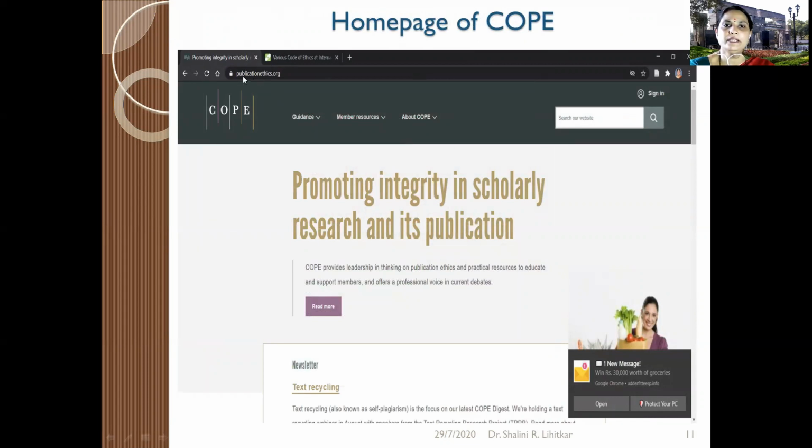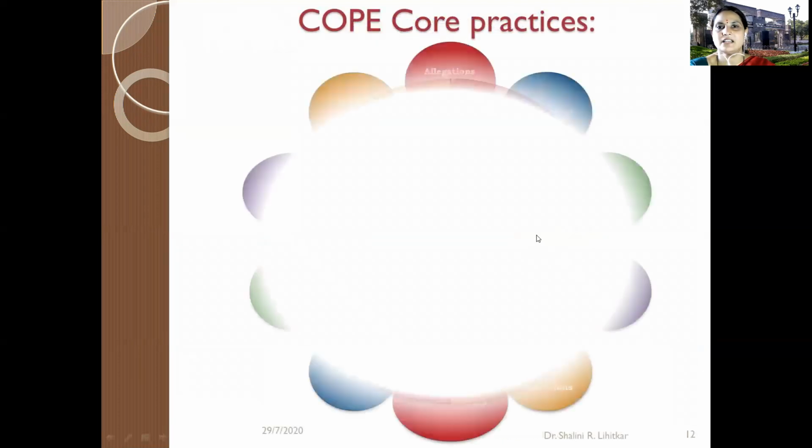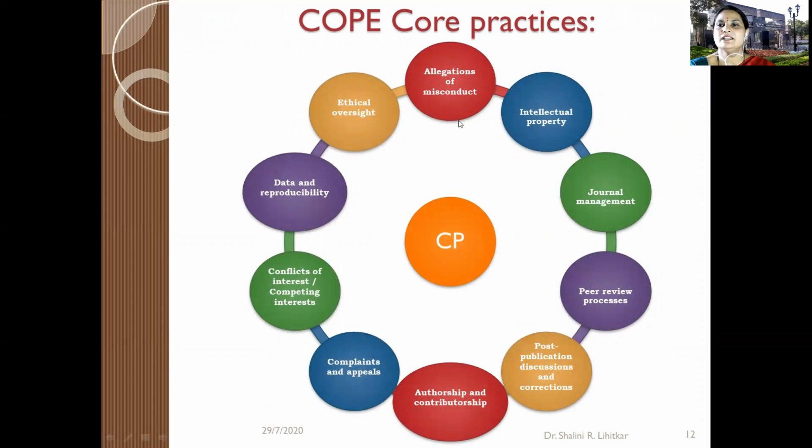This is the homepage of COPE. You can access this homepage, publicationethics.org, and every faculty member, every research scholar, every student has to go to this particular site so that we can understand what COPE is and how they are promoting research ethics or publication ethics. This is promoting integrity in scholarly research and its publication. COPE's core practices are the various guidelines regarding allegations of misconduct. If some misconduct is there in the publications, they provide guidelines on how to handle it, and they provide flow charts also for each of these points.